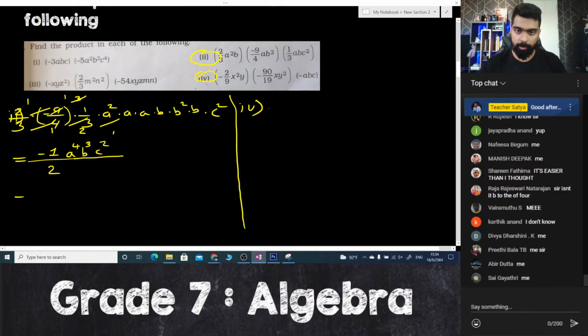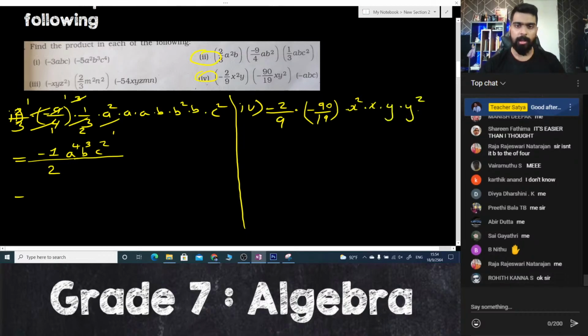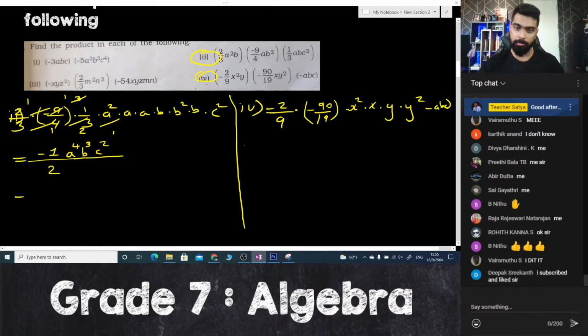All right. So what do we have here, boys and girls? So we have negative 2 over 9 multiplied with negative 2 over 9, right? Multiplied with negative 90 over 19 multiplied with nothing, right? And now let's go to the variables. So we have x squared multiplied with x, and then y multiplied with y squared. And then we just have a negative ABC, which is the same as negative 1 ABC, right?